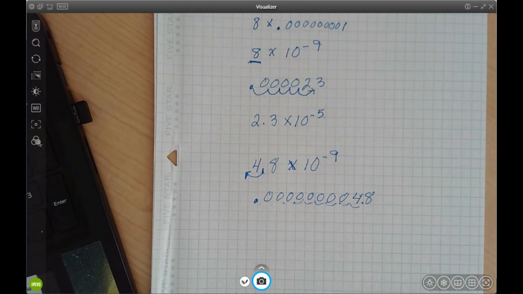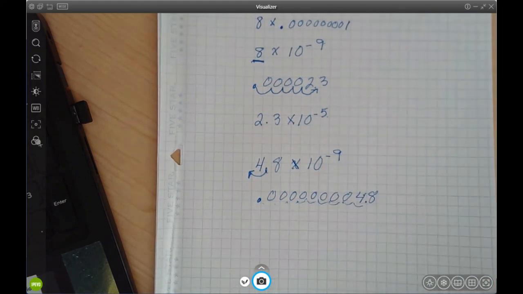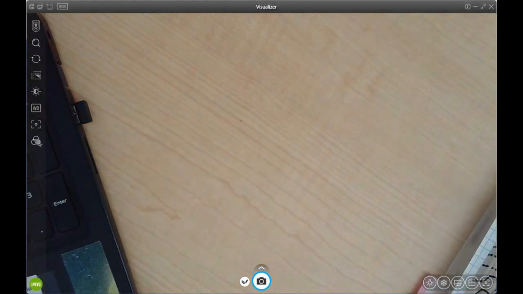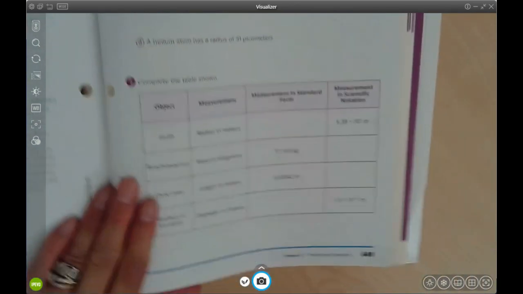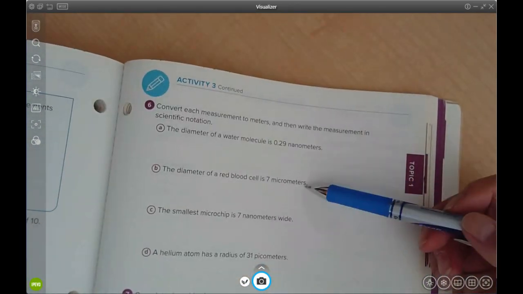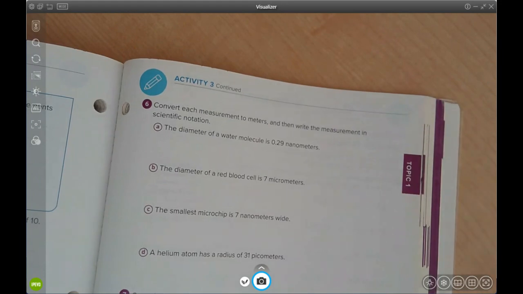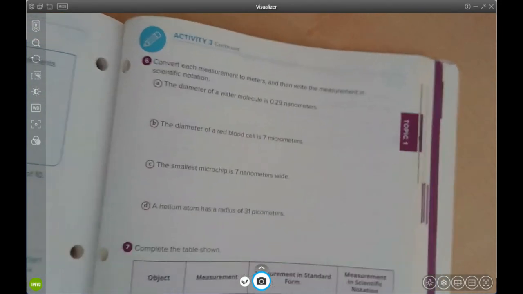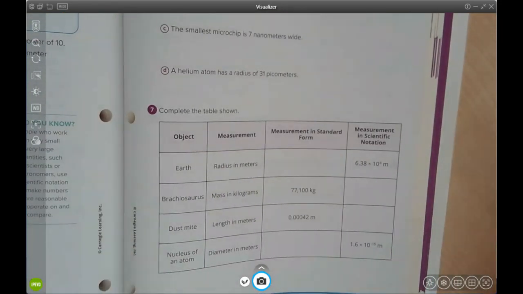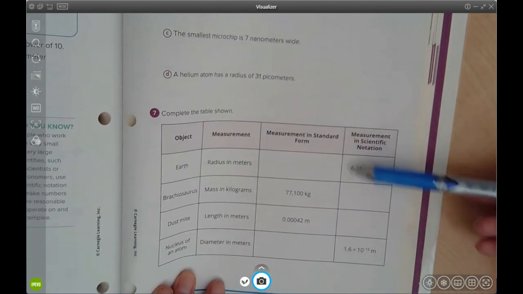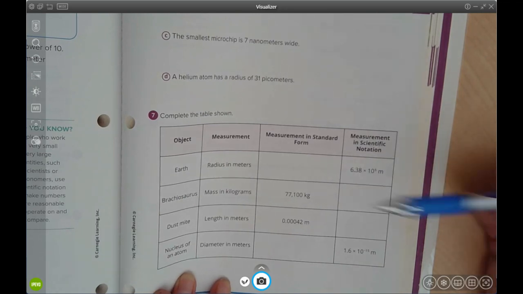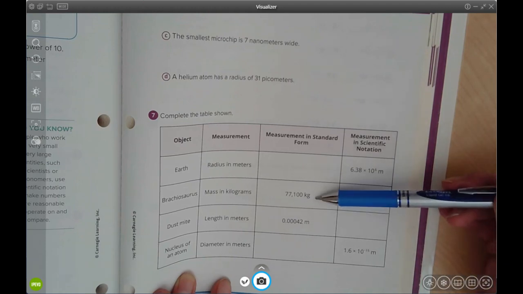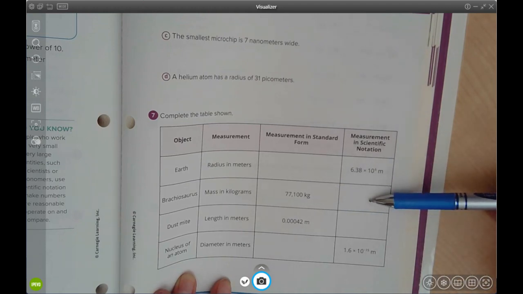All right. So in the book, I'm going to go to page 649. On page 649, forget about all this nanometer, micrometer stuff. It's a lot of vocabulary that you really don't need to know. Let's just fill in this table. When we're given the number in scientific notation, we're going to convert it to standard form, which means just write it as a number. And when it's written in standard form, we're going to write it in scientific.